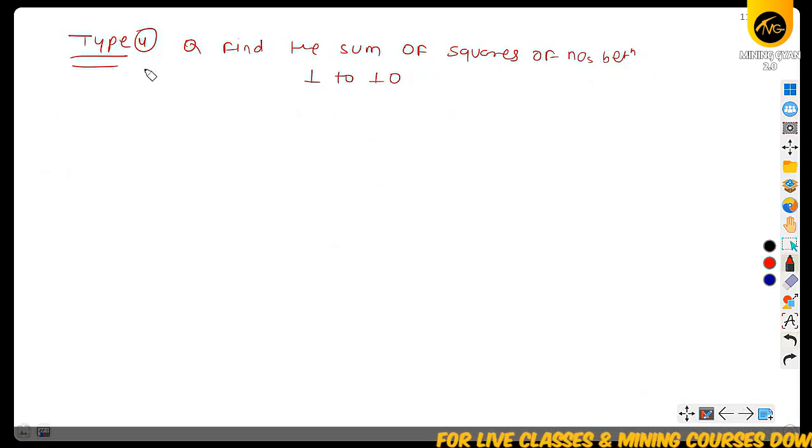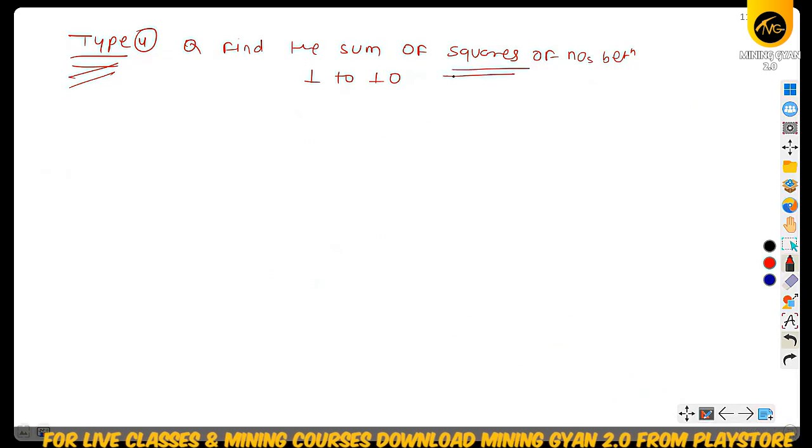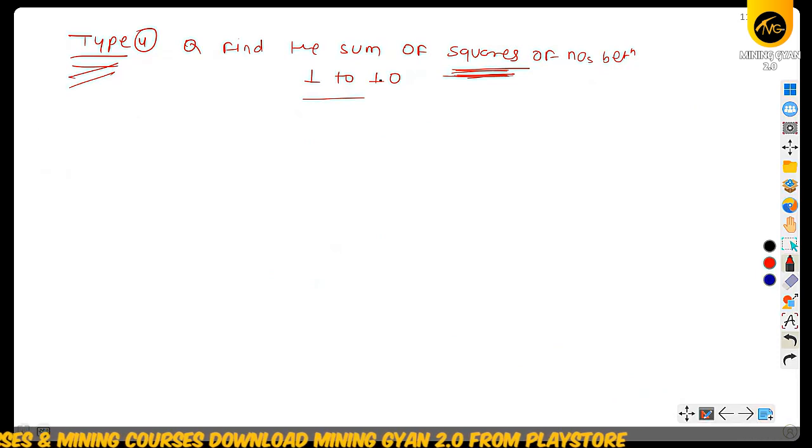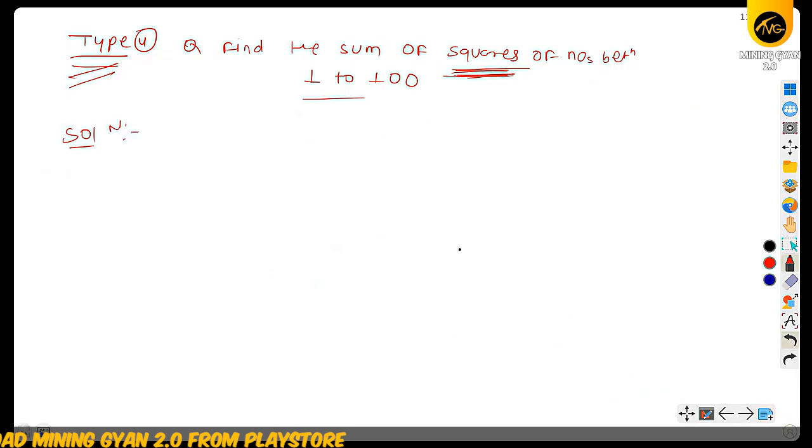Suppose this is the question, and this is called type 4 question. Type 4: find the sum of squares. In this case, we need the sum of the squares of numbers between 1 to 100, or we can say 1 to 10. It is the same. You can also find 1 to 100, 1 to 50, 1 to 1000, any number.